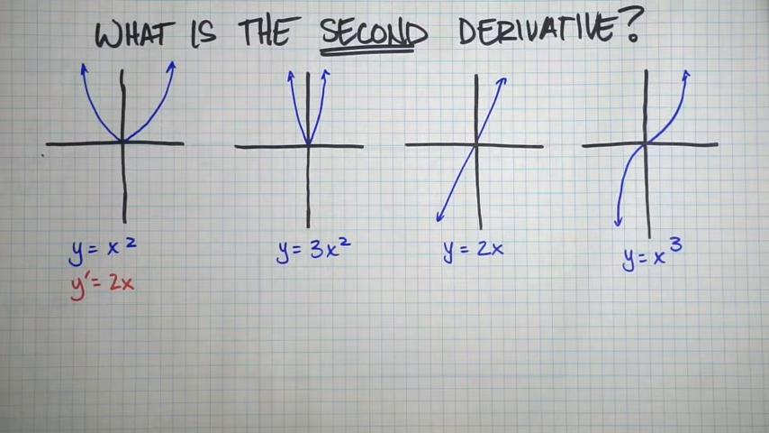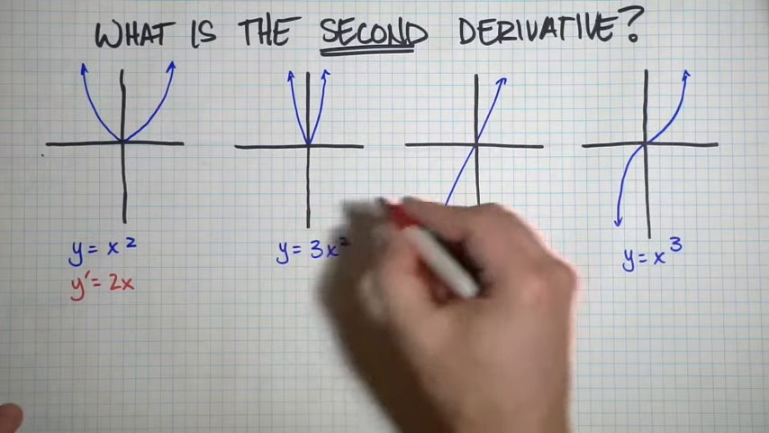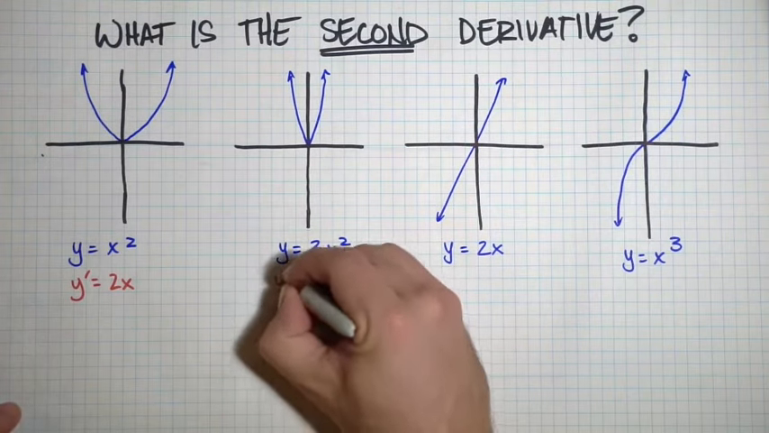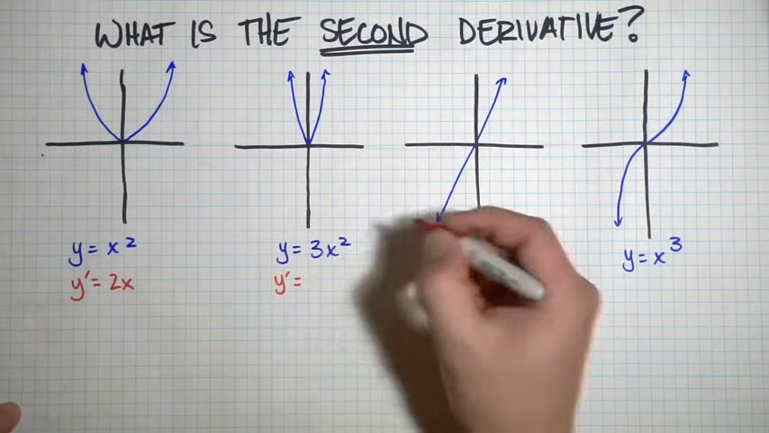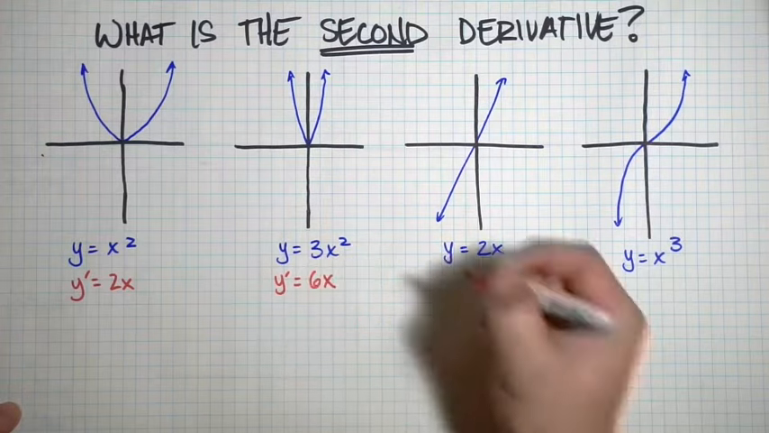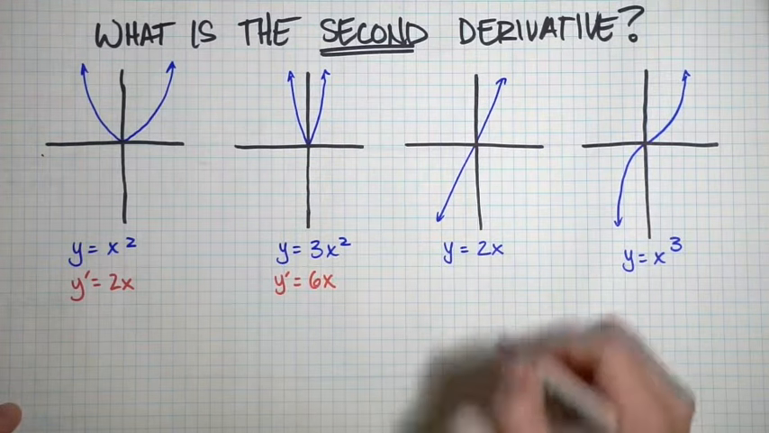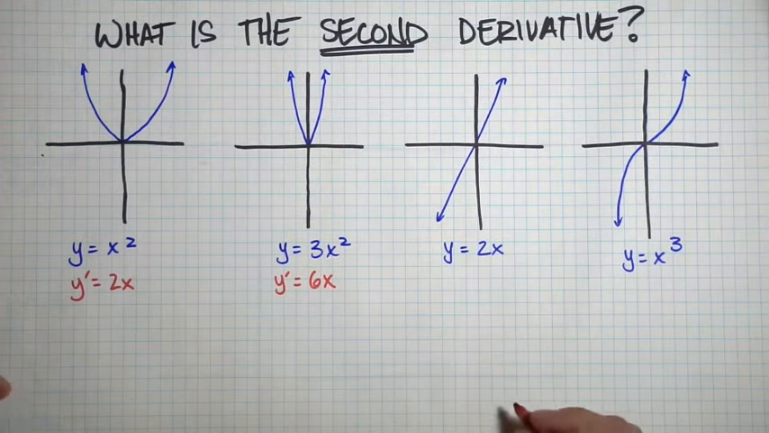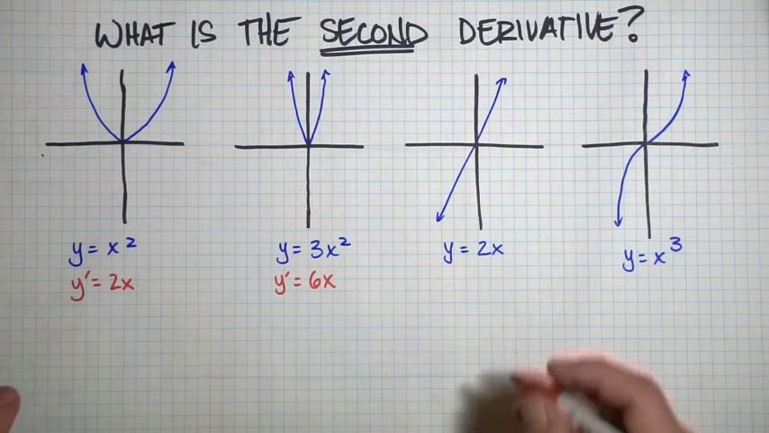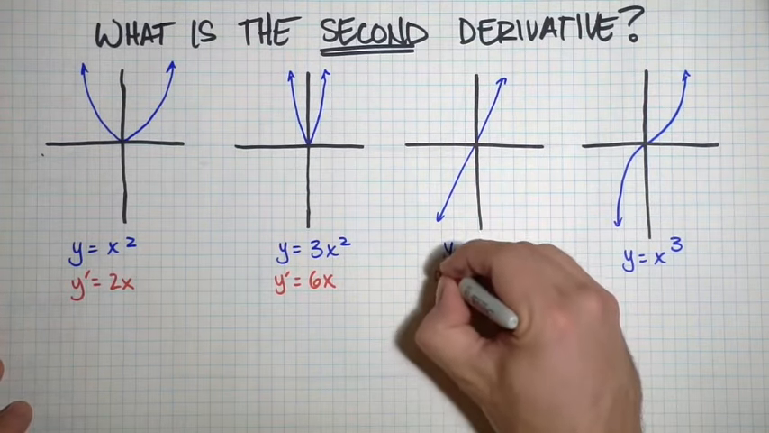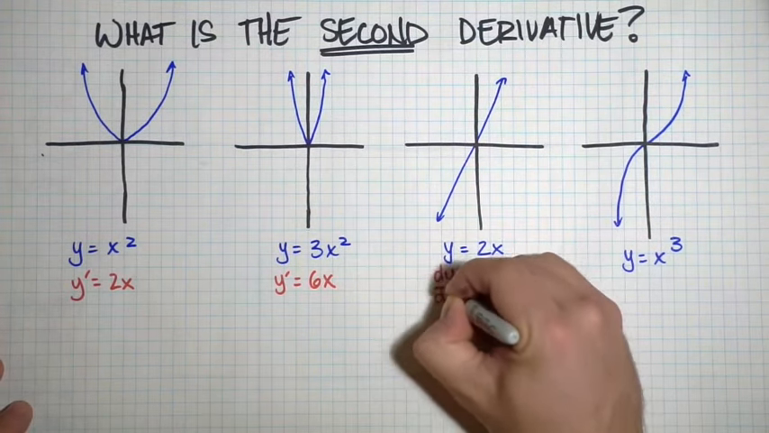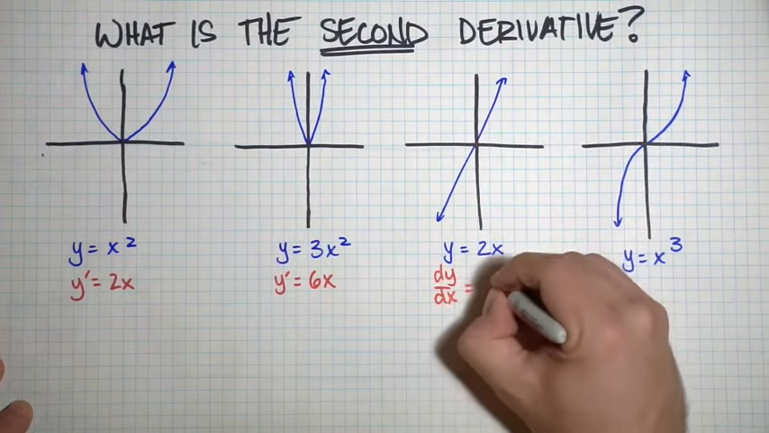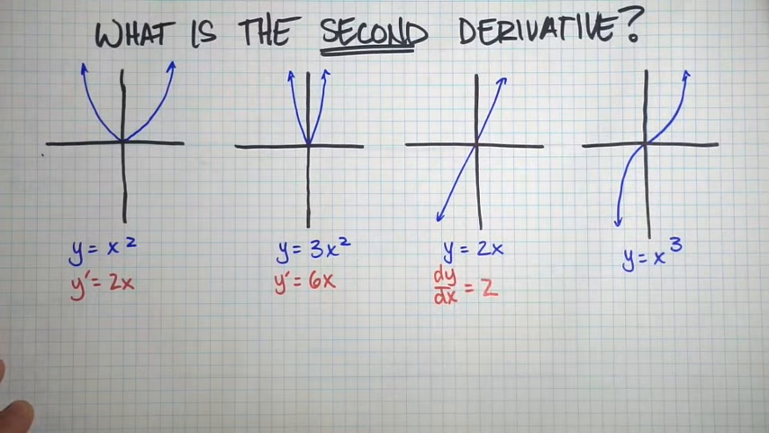The second function here, y equals 3x squared, we can find the derivative of that as well. We would call that y prime as well, equals, bring down that 2, so it's 6x. What about this third function? We can find the derivative of this as well. This one I'm going to use Leibniz notation just to change it up a bit, but it's really the same thing. So dy by dx is equal to, well, it's just 2.